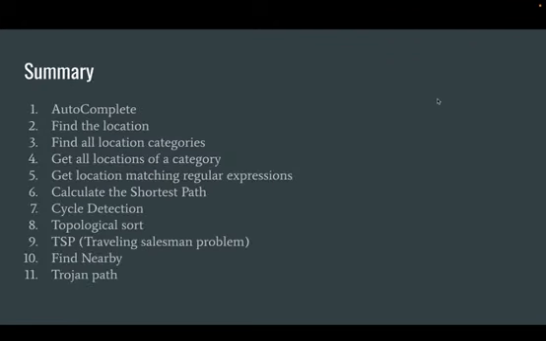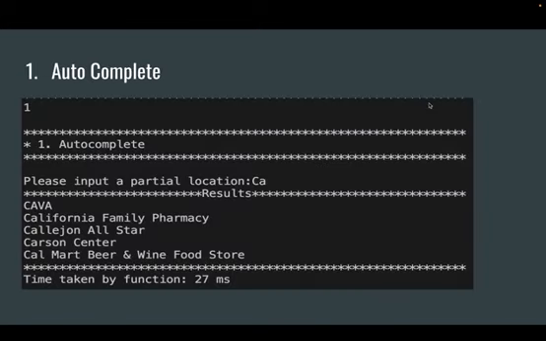We finished all of these functions in this project. First of all is autocomplete. As you can see, I input the partial letters of the location name, which is CA, and the results show that all of the outputs have names that start with CA. And below you can check the time taken by this autocomplete function.